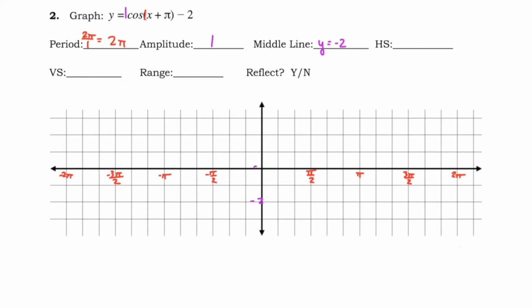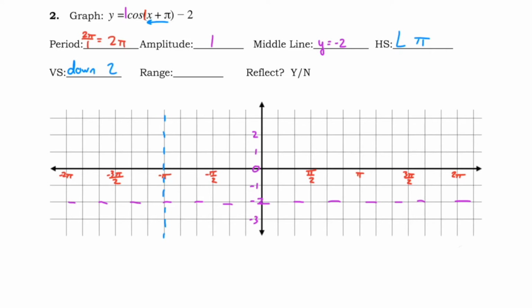So I'm going to label it this way, putting 0 in the middle, and then just one grid line per unit. I'm going to draw a dotted line at -2 though, just to help me see where the middle of the graph should be. Next, I see that this graph has been moved left pi and down 2 for the vertical shift. So from 0, I'm going to go left pi units, which puts me right here, and that's where the graph is going to start.